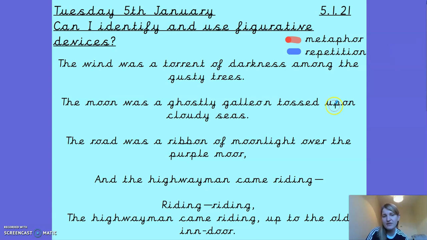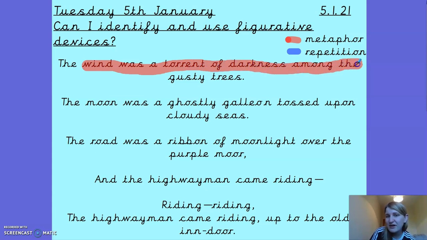I'm going to start off with the metaphor, because straight away, it's jumped off the page at me. I can see in that first sentence, first line, as it's a poem, the wind was a torrent of darkness among the gusty trees. Was the wind actually a big stream of darkness? No, but Alfred Noyes has said that to create a picture in our mind. Sorry for my wonky highlighting here. I'm trying desperately to do it with my mouse. Wind was a torrent of darkness among the gusty trees.